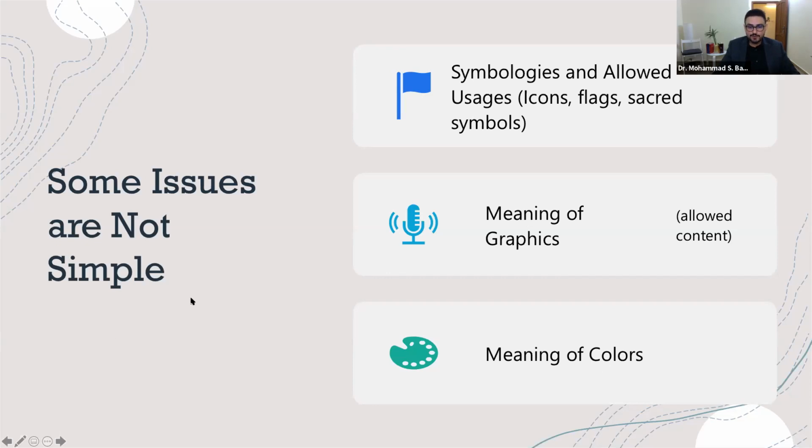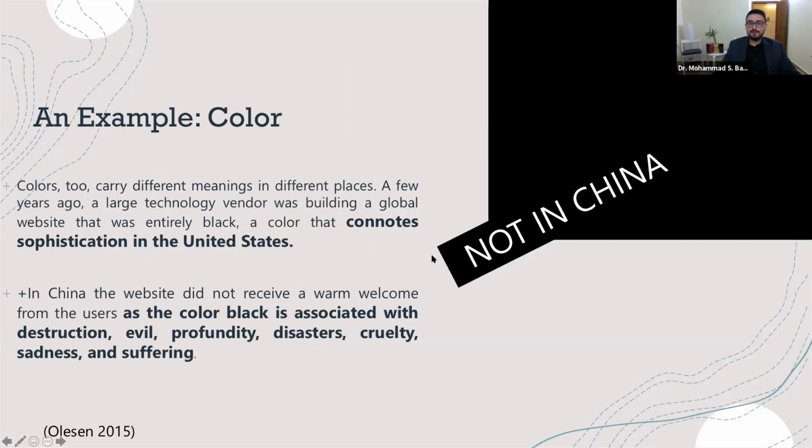Colors are very important when we localize. It's not part of the language, but it's part of the culture. For example, one of the American companies wanted to open their business in China, so they localized their website into Chinese. The website was all in black, which connotes sophistication in the United States and American culture. But when the website was localized into Chinese, maintaining the same exact color, that was not received well by the Chinese people, because in Chinese culture, the color black is associated with destruction, evil, profanity, disasters, and negativity. So again, it's not part of the language, however, it's part of the culture.